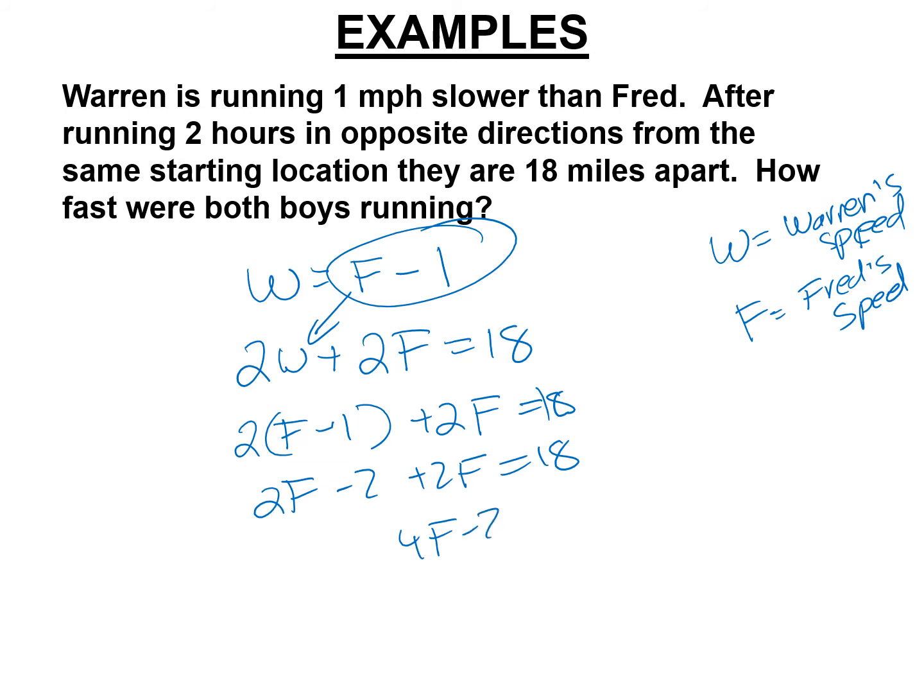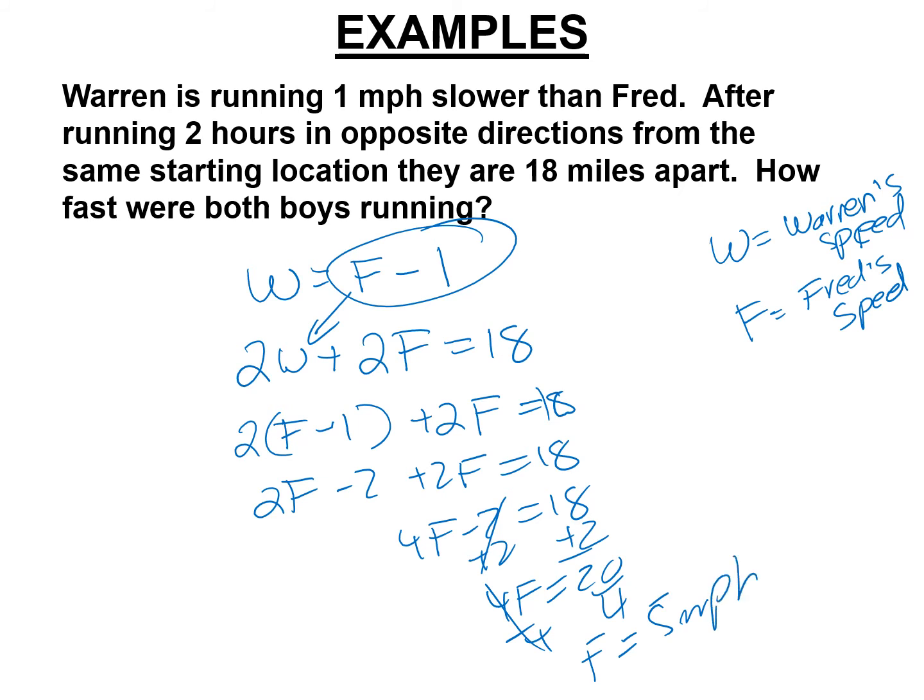4F minus 2 equals 18. Add 2. 4F equals 20. Divide by 4. F equals 5 miles per hour. For running, that's slow, by the way. That's like fast walking. All right, and Warren, though, is even slower.